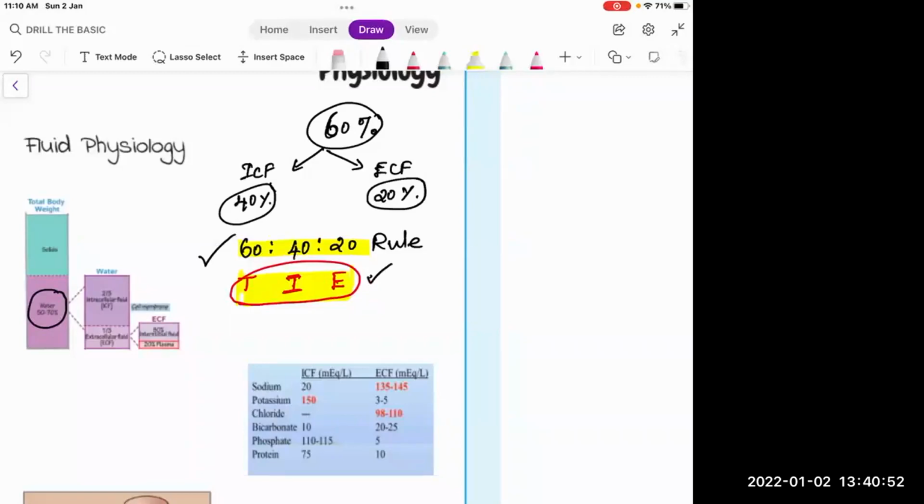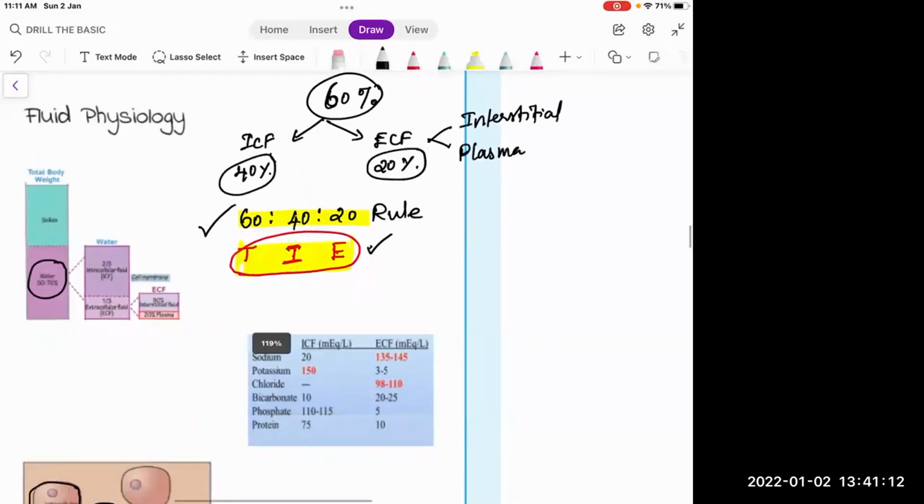Total body fluid is 60, I is 40, intracellular fluid, E is extracellular fluid. And this extracellular fluid includes both interstitial fluid and the intravascular fluid, that is the plasma. Okay, so this is the important thing.